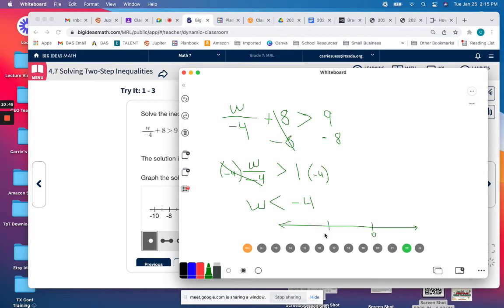0, negative 4. Is it an open or closed circle? Open. And W is less than negative 4, so which way am I shading? Left. To the left. Alright, that should be tries 1 through 3 all done. Finished.